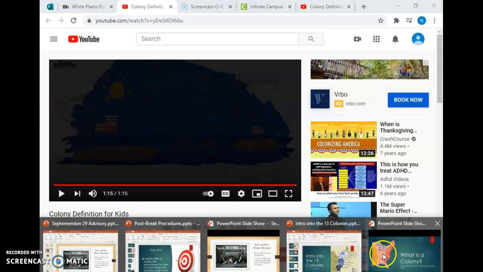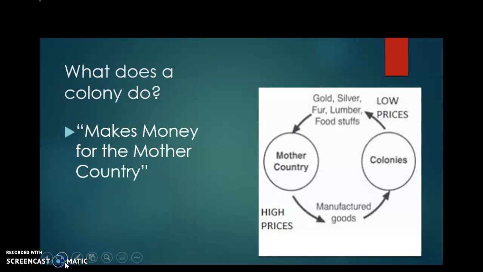So going back. So what does a colony do? This is the tongue twister I teach all of my students that I want you to remember. A colony makes money for the mother country. Take some time to repeat it to yourself. What does the colony do? It makes money for the mother country.